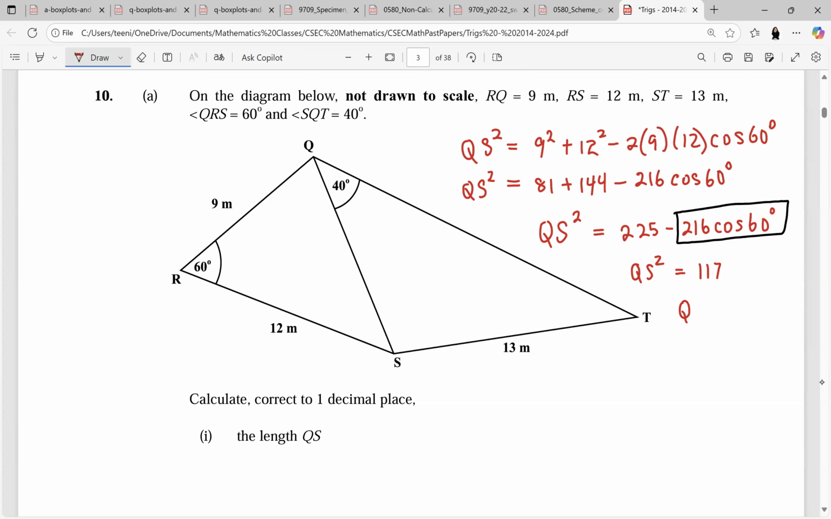So then QS will be the square root of that, right? Take it to one decimal place and tell me what the answer is. I get 10.8. Excellent. 10.8 is the answer. Aaron, you got 10.8? Yeah, miss. Excellent work. 10.8 is correct.